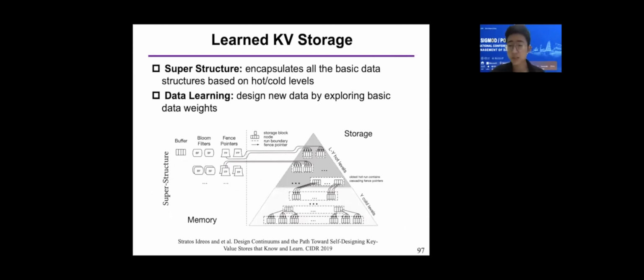In the learned KV storage design, Idreos has shown that data structures in key-value storages can be constructed from fundamental components, and the learned cost model can guide the construction directions. They define the design space as all the designs that can be described by fundamental design components, such as fence pointers, links, and temporal partitioning.